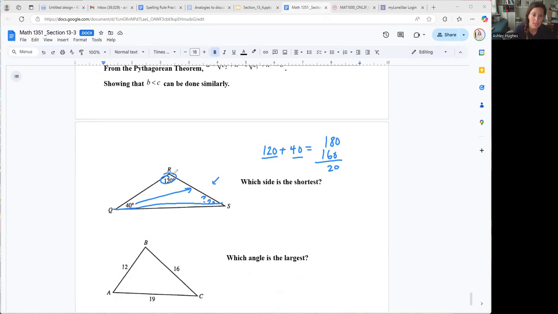So that means that the shortest side is going to be across from the smallest angle. So you go across, and this side here, QR, would be the shortest side because it's across from the smallest angle. So this is just the inverse of that. So this is my biggest side. So that means that this angle, ABC, is going to be the largest angle.